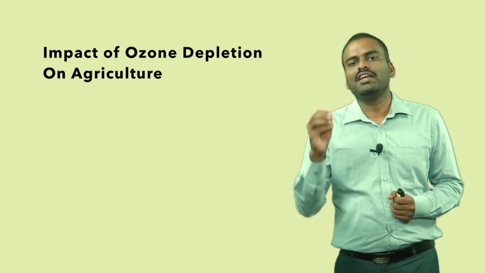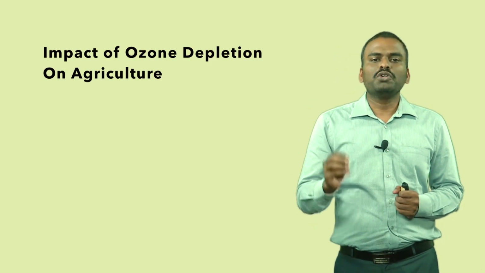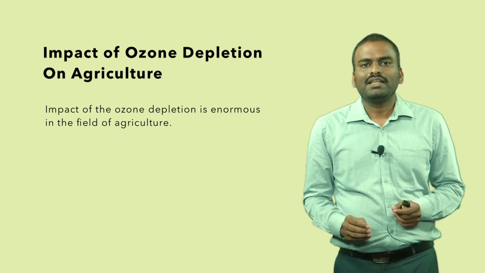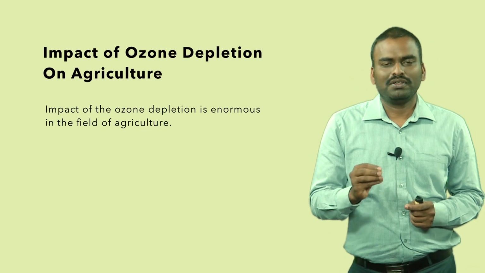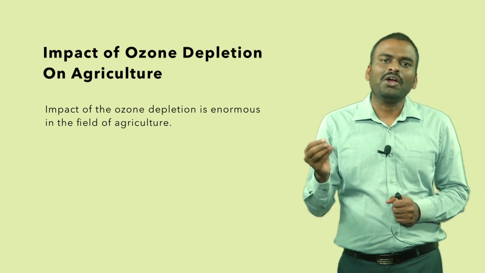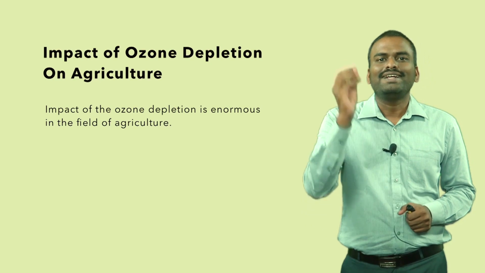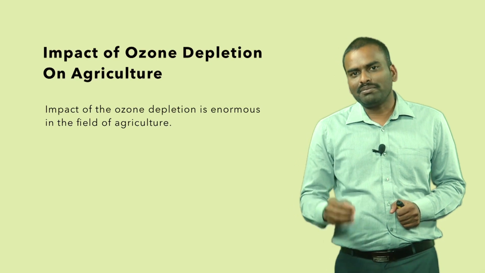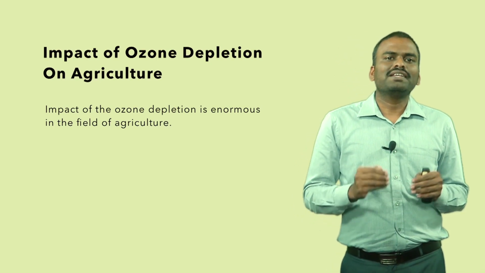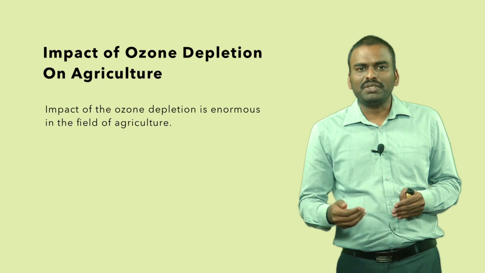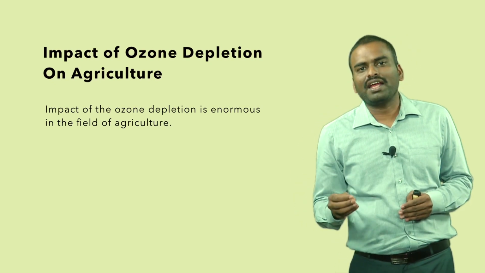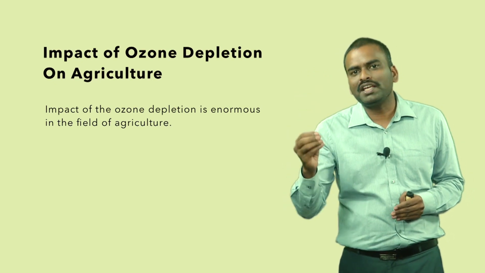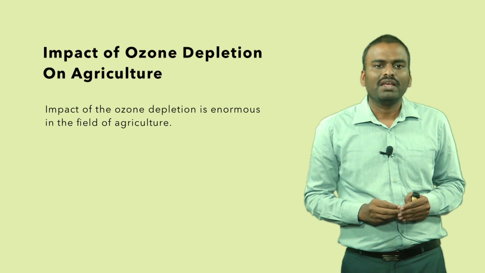Impact of ozone depletion on agriculture. The impact of ozone depletion on agriculture is enormous because we are in need of food, without which a human being cannot survive. Ozone depletion has directly affected the food production of Mother Earth. What is happening at present because of ozone depletion is that it changes the pattern of agriculture and is causing some problems in the yield or the quantity of agricultural produce as well.